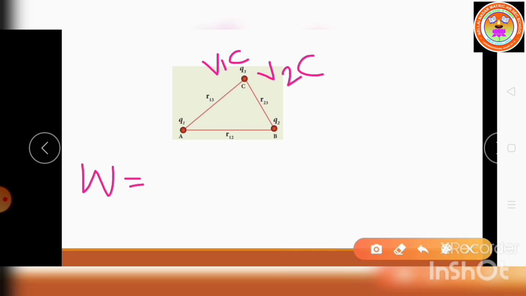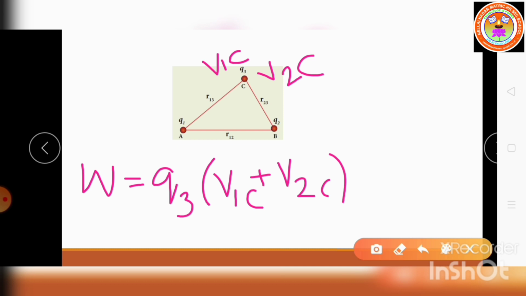W is equal to VQ. I'm moving the charge Q3. Here, at the point C, we have two potentials: one is V1C plus another one is V2C. The V1C formula we already know. What is the formula for V1C? The potential V1C is equal to Q1 divided by 4 pi epsilon naught into the distance, which here is R13.